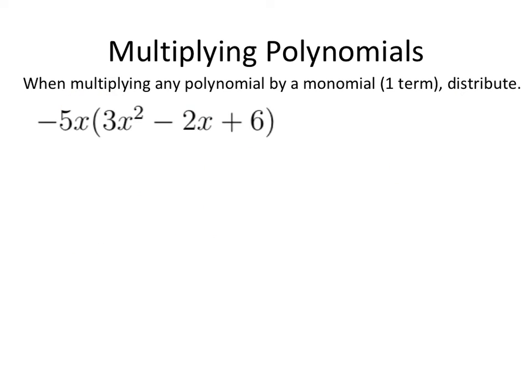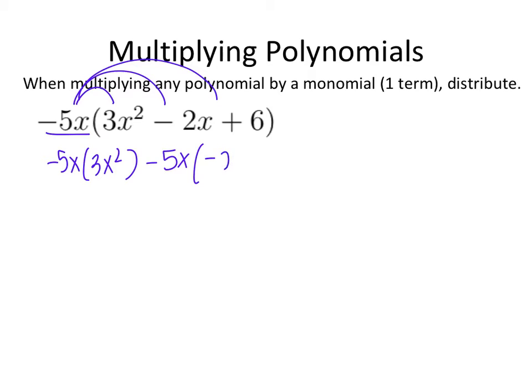The same goes for multiplying monomials by trinomials. So I'm just going to do the same thing, but when I distribute this one, I'm going to actually distribute this negative 5x. So you have to keep in mind that the sign's also going to change. So we have negative 5x times 3x squared minus 5x times negative 2x minus 5x times 6.